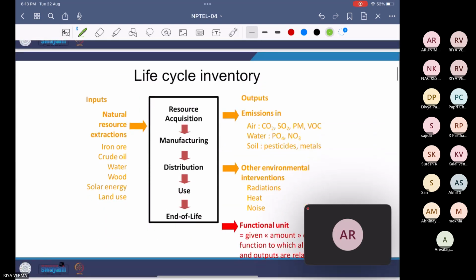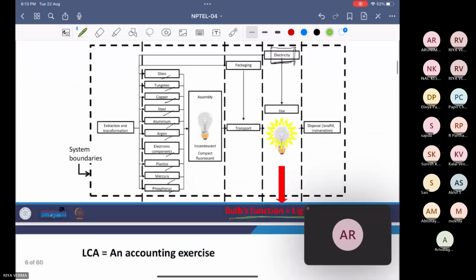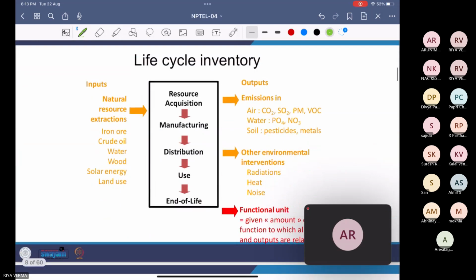Now, coming towards the life cycle inventory. Firstly, we got to know the basic process life cycle of a bulb. Then we need to formulate the life cycle inventory. During each and every process, from resource acquisition towards manufacturing, then distribution, then use and end of life, we have certain inputs and outputs. The inputs, for example, during the natural resource extraction process, are iron ore, crude oil, water, wood, solar energy, and also some land being used. So these are the inputs for the first phase.